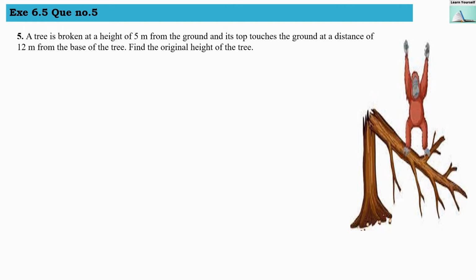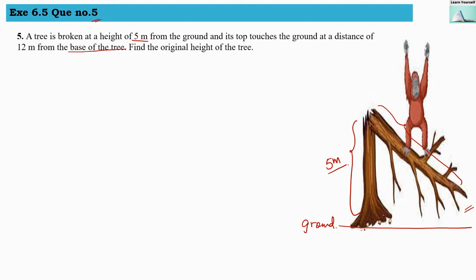Exercise 6.5, question number 5. A tree is broken at a height of 5 meter from the ground. So as per the picture, if we are imagining, then this is our ground surface and it has been broken at the height of 5 meter. So this height we are guessing is 5 meter from the ground, and its top touches the ground like this, as this branch is touching the ground at a distance of 12 meter from the base of the tree.